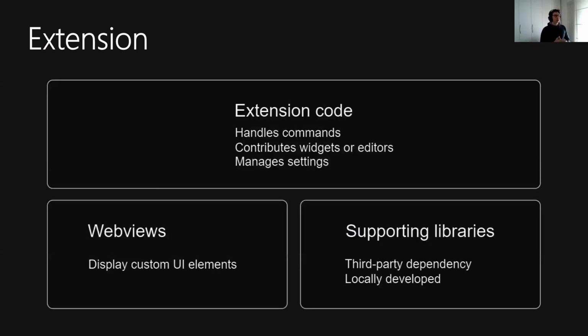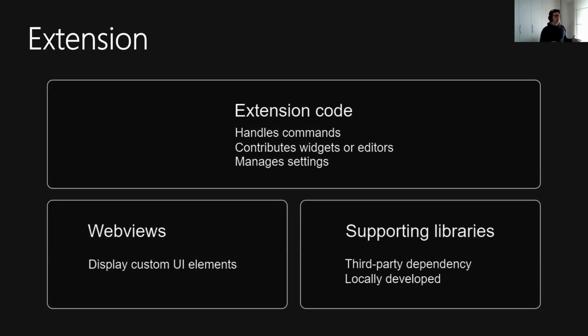Now, this is how I like to split up an extension in three main parts. The extension code, which is the core part of the entire package, and it is what can programmatically interact with the VS Code API surface. So it can handle commands, modify settings, and basically use all of the APIs that VS Code exposes.